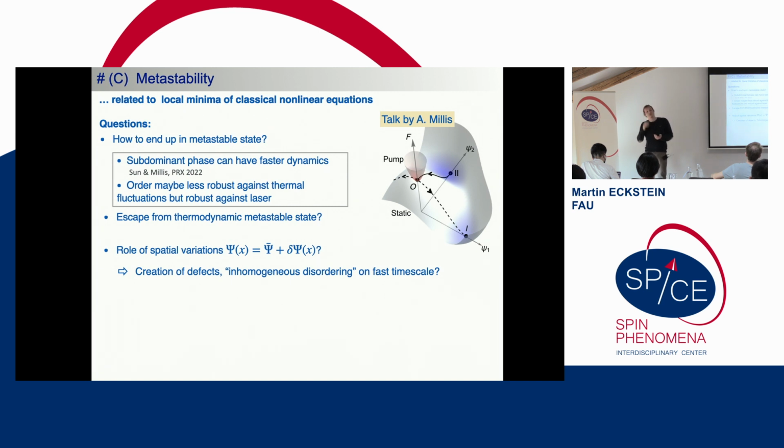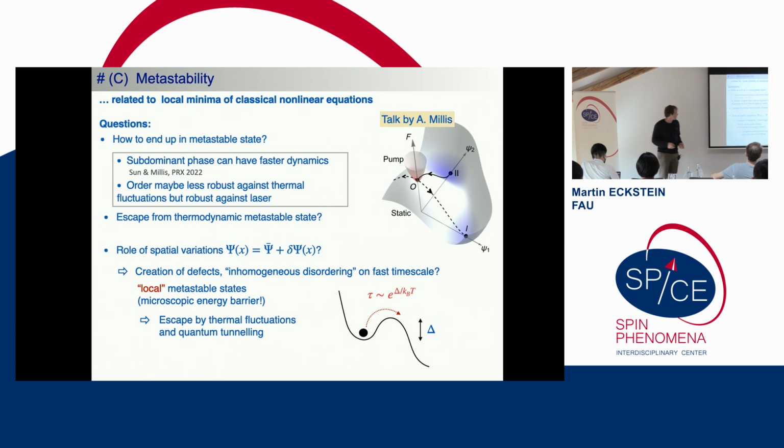But it's a local minimum which, in contrast to this thermodynamic minimum, has an energy barrier which is microscopic. And therefore, the escape from this local minimum will happen by stochastic fluctuations, so thermal fluctuations, or possibly by quantum tunneling. And these are timescales which can still be very long, so you can still be trapped for long times, and they can therefore be very significant for the dynamics.